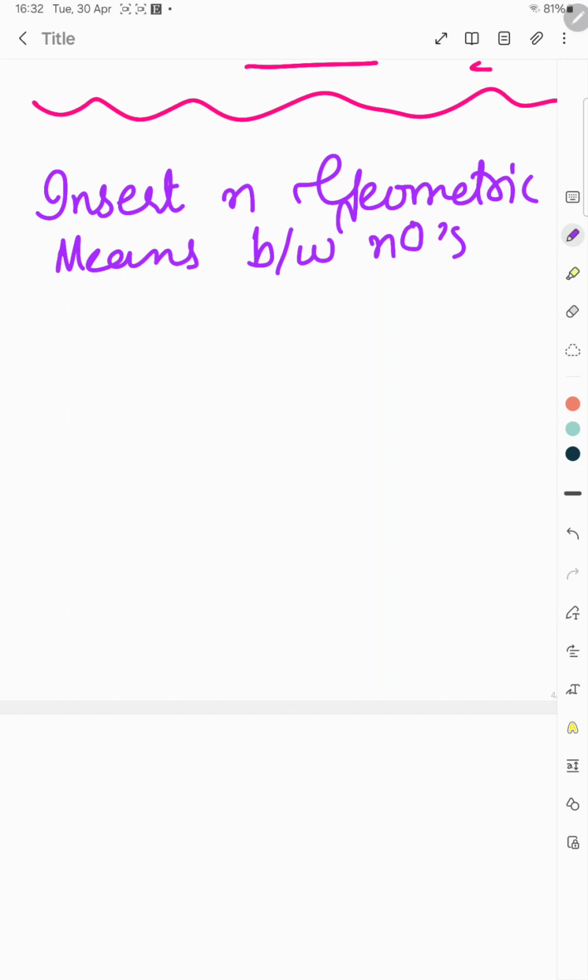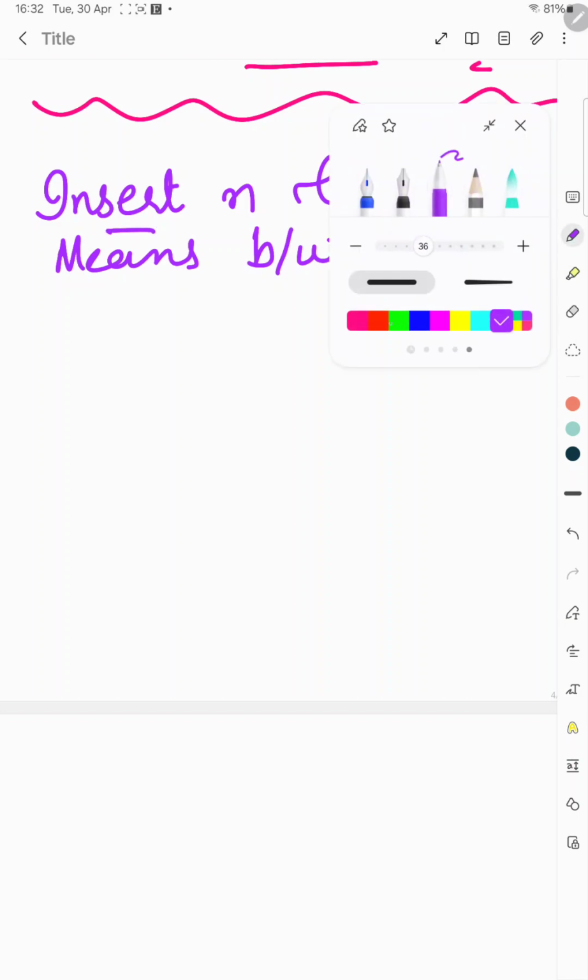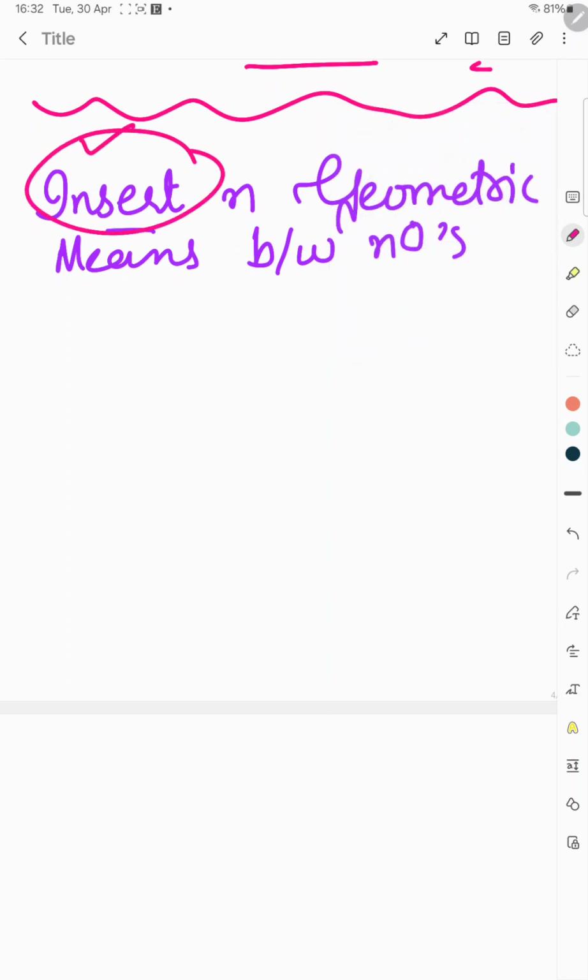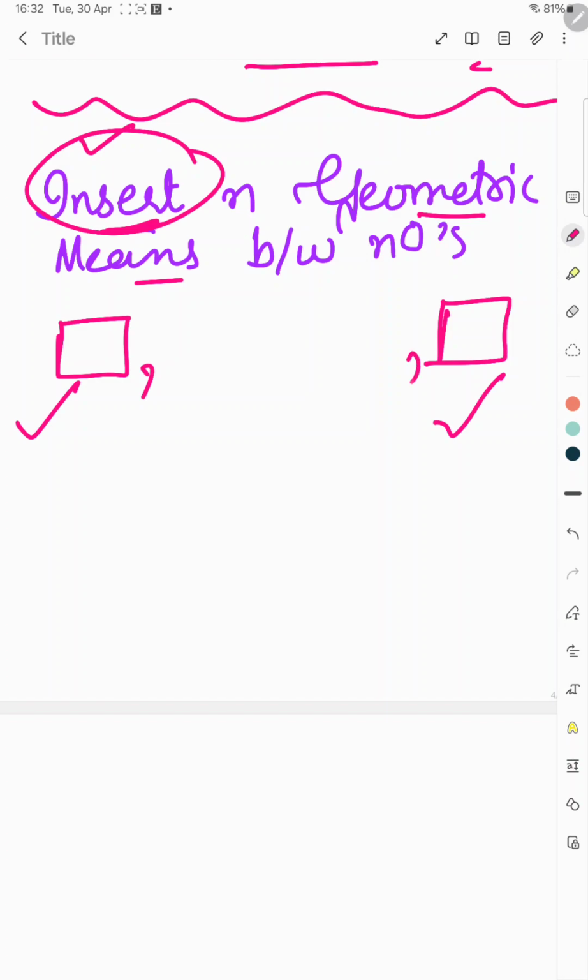So student, what is the meaning of insert? Insert means to put between. Two numbers will be given. For example, here I will just write it for you so the concept becomes clear. Two values will be given, that is, the starting and end point will be given, and you have to insert geometric means between these two numbers. So what is insert? Insert means to put between. Okay students, so we have to put geometric means between these two numbers.